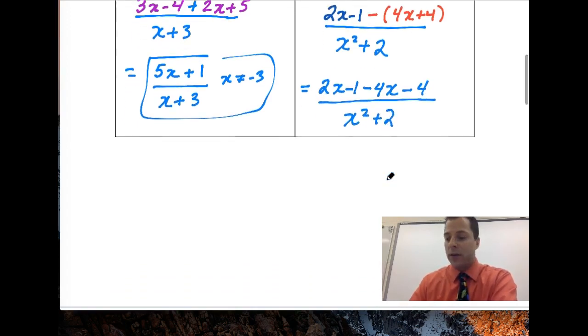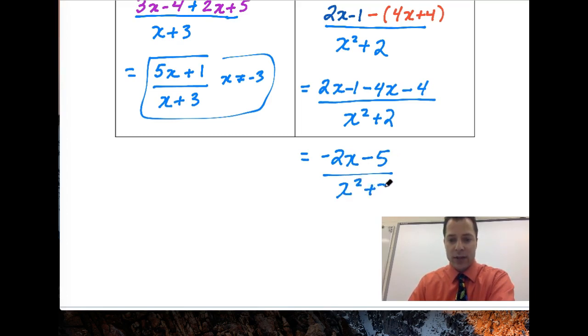Okay, so the last little thing is to clean up the numerator. You got to add like terms. Notice I have 2x and I'm taking away 4x, so that's negative 2x. And then I have negative 1 minus 4 more, which is negative 5. Okay, so there's nothing common between 2 and 5 other than 1, so we're going to leave that, so we get over x squared plus 2.